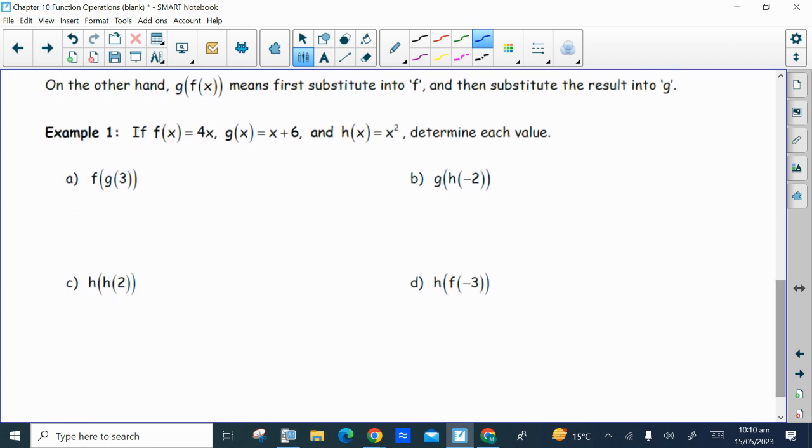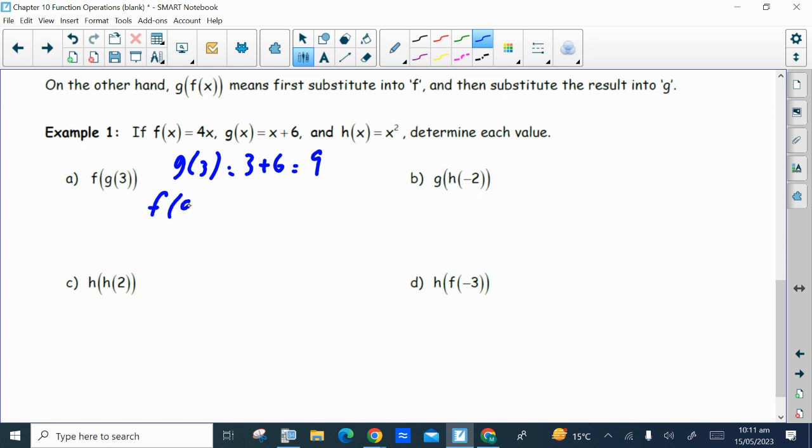The first example says f at x is 4x, g at x is x plus 6, and h at x is x squared. Determine each value. So for question A, you want to find f at g at 3. You work from the inside out. You find g at 3 first. And to do that, you have to use the g at x function. g at x is x plus 6. So g at 3 will be found by letting x equal 3 in x plus 6. So that gives you 9.